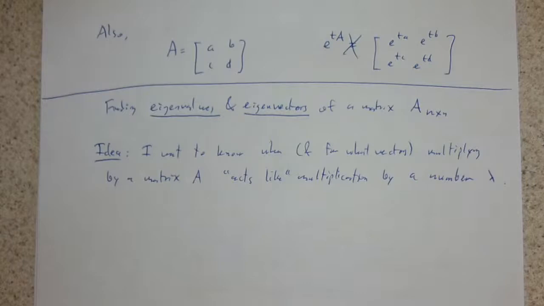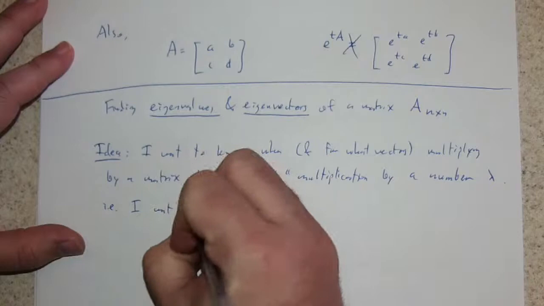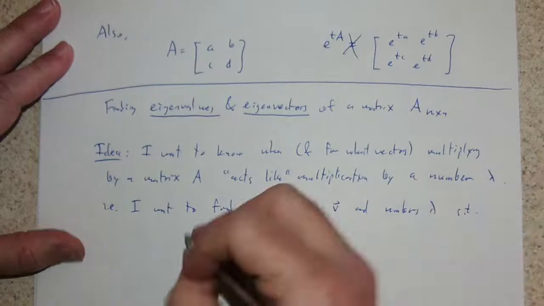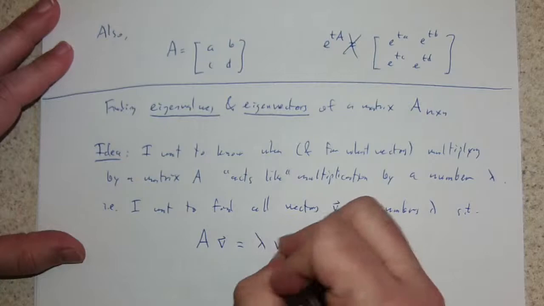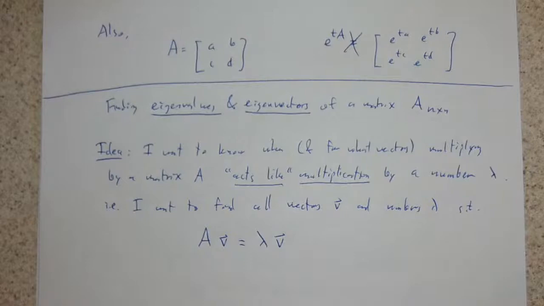So I want to know when multiplying by matrix A acts like multiplication by a number we'll call lambda. So, I want to find all vectors V and numbers lambda such that A times the vector V is equal to lambda times the vector V. So this is what I mean by A acting like multiplication. So A acts like multiplication by a number if A times the vector V is equal to lambda, that number, times V.